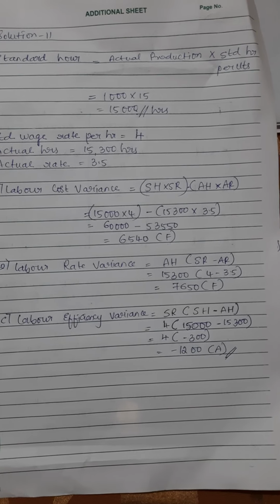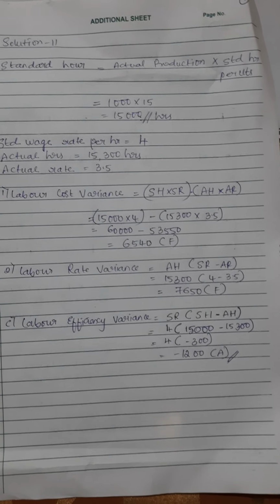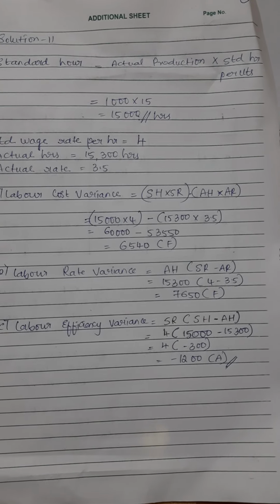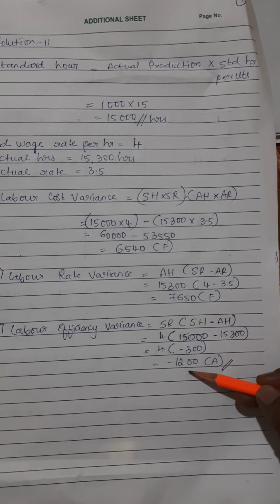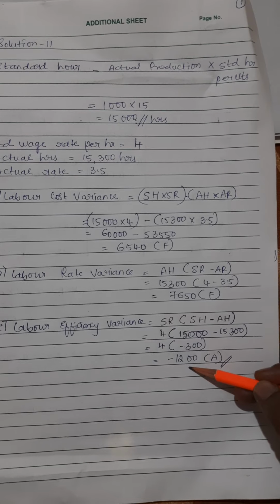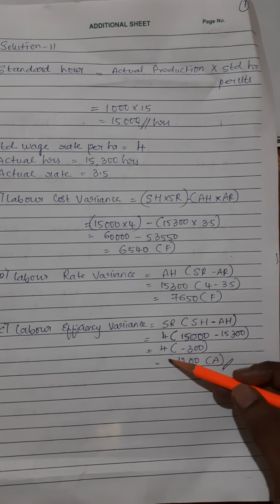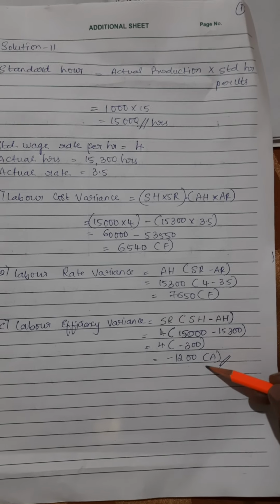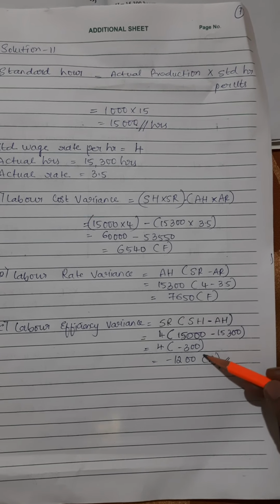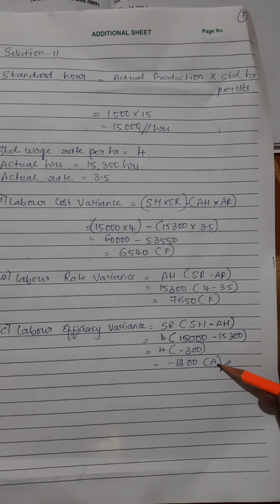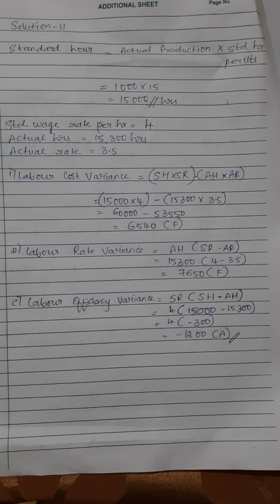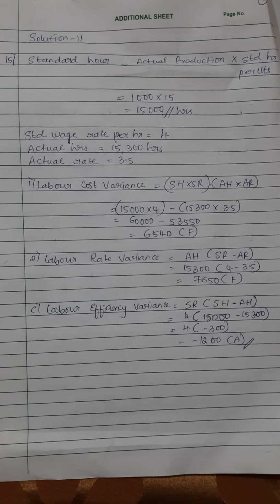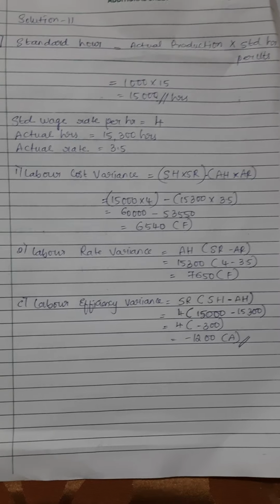And the last one is labor efficiency variance. SR, that is standard rate into standard hour minus actual hour. Substitute the values, you get a minus value of minus 1,200. So when you get a minus value, it is unfavorable. It is adverse in nature. We term it as A, which is adverse in nature. So this is the solution for question number 15.